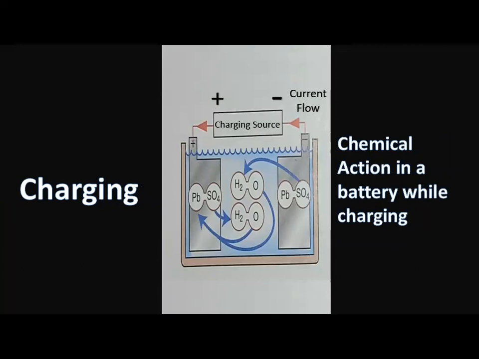When a charging source, such as the alternator, the DC generator, or a battery charger, is charging the battery, the SO4 comes off the plates and joins with the H in the electrolyte to form H2SO4. The H2O breaks up and the O goes to the positive plates where it joins with the Pb to form lead peroxide or PbO2.